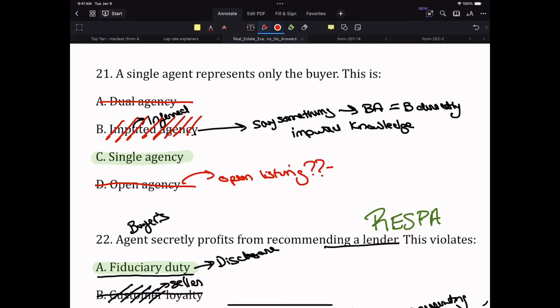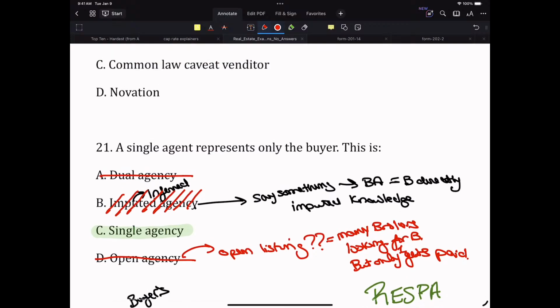Anyone can earn a fee. Exactly. An open listing means there are many brokers looking for a buyer, but only one gets paid. This is where, if I'm the seller, I say, hey guys, any of you can make flyers, any of you can have open houses, but I'm only paying the person who actually finds the buyer. I don't care how much money you put into this thing. I'm only paying the broker who finds the buyer. Boom. All right, we love it.